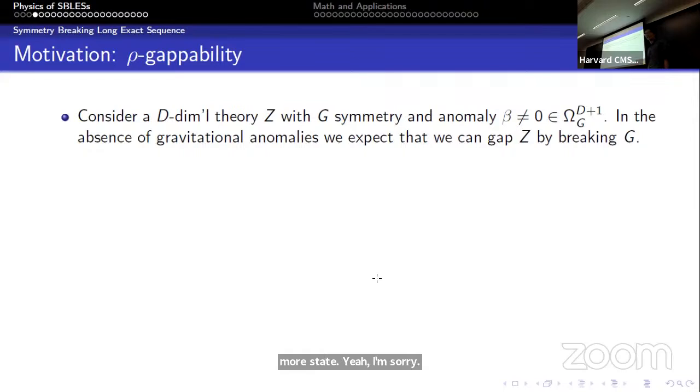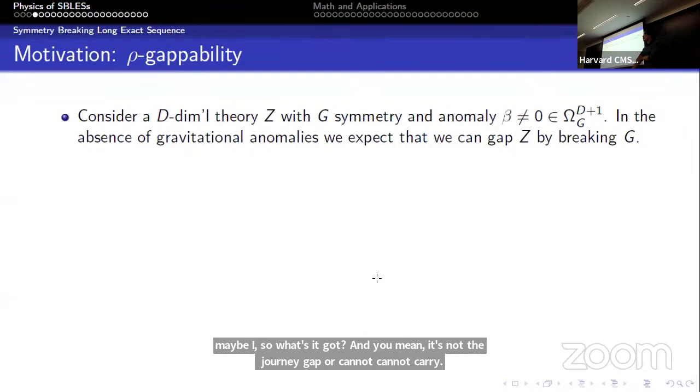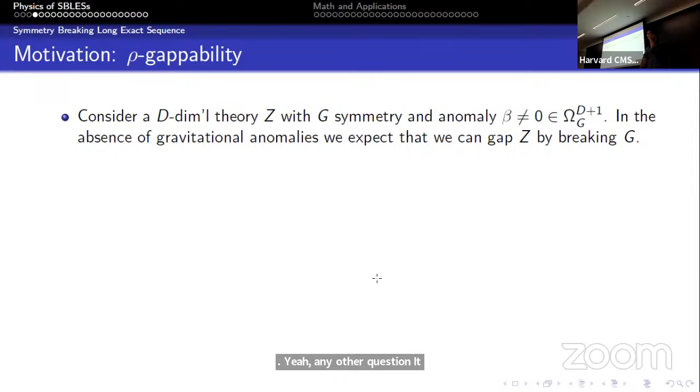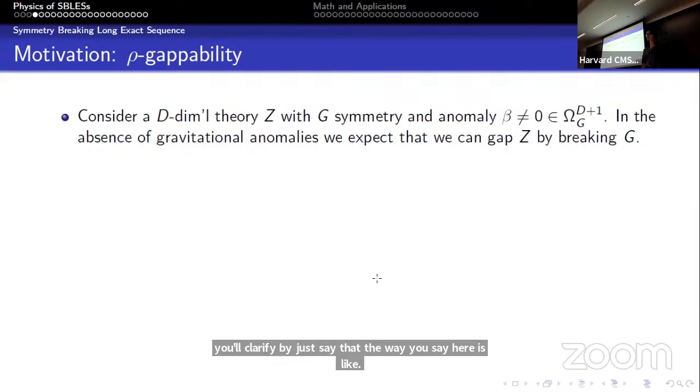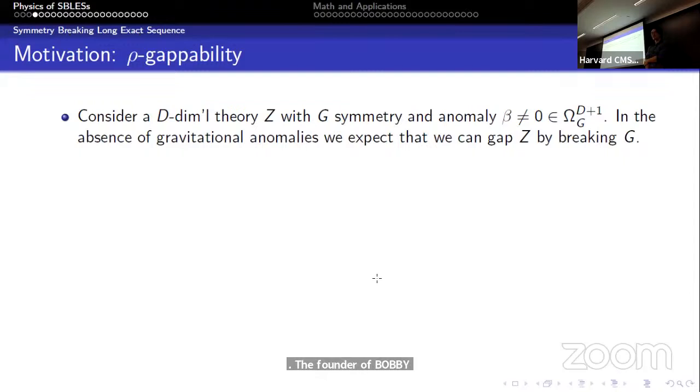Are there any other questions? I think you clarified, but the way you say it here is that the bulk theory and the boundary both have this gravitational anomaly, which is a Z2 class global gravitational anomaly, but the boundary can have a gap. You don't want to have a topological order. Yeah, I don't want that, I mean trivially gapped. But we'll be mostly working with gapless degrees of freedom. But that's at least a good one.